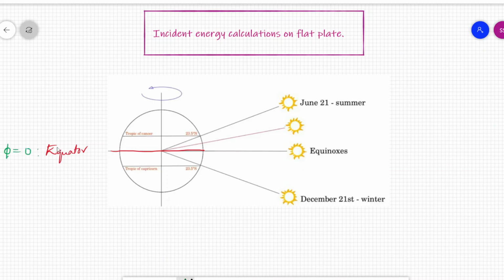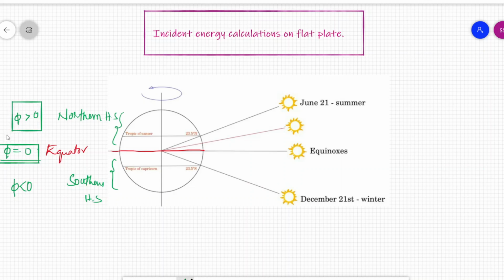Above this equator, that is in the northern hemisphere, phi is greater than 0, and below this equator, that is in the southern hemisphere, phi is negative, that is phi is less than 0. If we place our solar panel on the equator, we must consider the latitude angle phi as 0, and if we place it in the northern hemisphere, phi must be greater than 0. Similarly, in the southern hemisphere, it is less than 0.